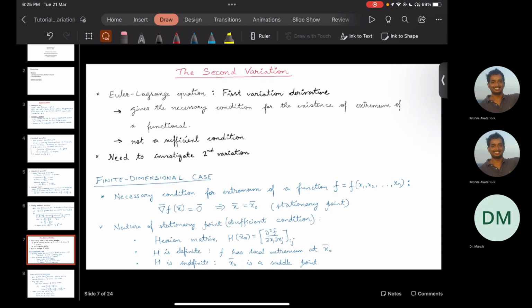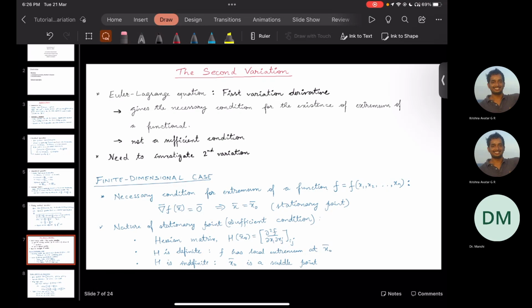So in the finite dimensional case, the necessary condition for an extremum of a function f, which is a function of x1, x2 till xn, simply states that the gradient of f is equal to 0. Upon solving that set of equations, we get x equal to x naught bar, where x naught bar is a stationary point. You may get several stationary points.